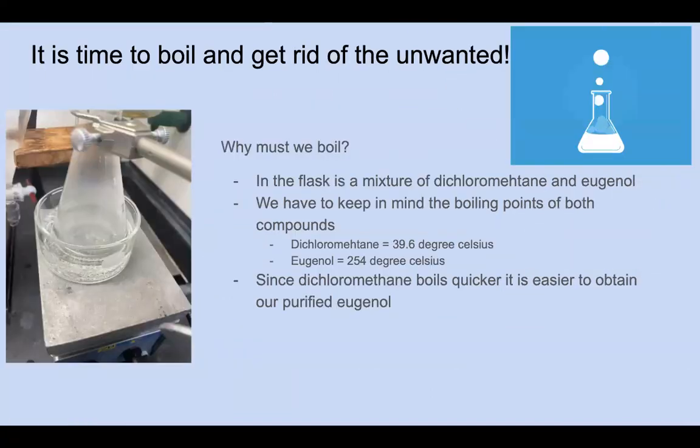As mentioned previously, we were trying to get rid of the sodium sulfate. So now it is time to boil and get rid of the unwanted. In this case, the unwanted would be any of the dichloromethane that has interacted with the eugenol. So why must we boil? In the flask is a mixture of dichloromethane and eugenol. We have to keep in mind the boiling points of both compounds. We know dichloromethane boils at 39.6 degrees Celsius and eugenol boils at 254 degrees Celsius. We used a simple water bath, a heating mantle, and our mixture in the flask to be able to evaporate the dichloromethane and just obtain our pure eugenol.